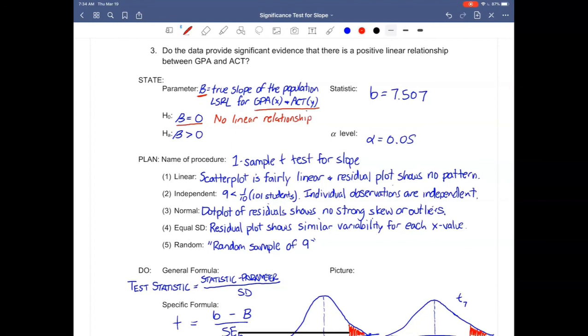Now for the alternative hypothesis, we have to decide whether it is one-sided or two-sided. And there's always going to be a clue in the wording of the question. So if we look back at the wording of the question, we'll notice that we're looking for evidence of a positive linear relationship. So that's telling you that your alternative hypothesis is one-sided and should be greater than 0. And in words, what this alternative hypothesis is telling us is that there is a positive linear relationship.